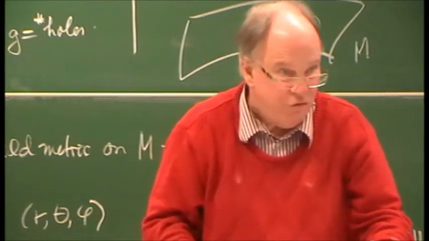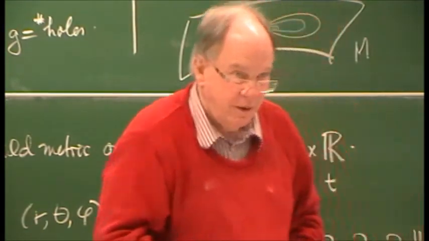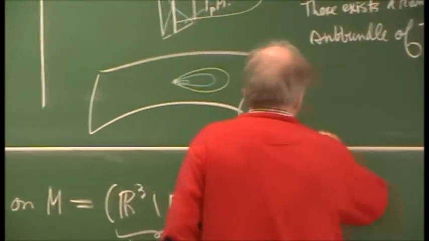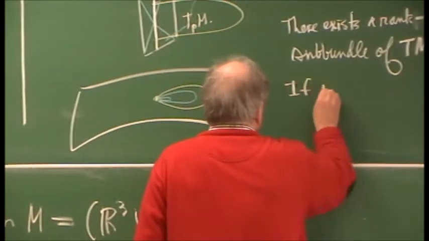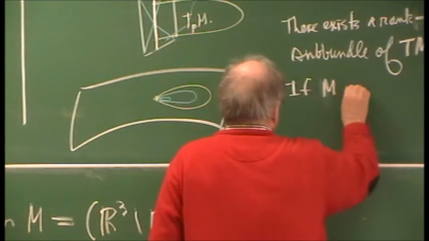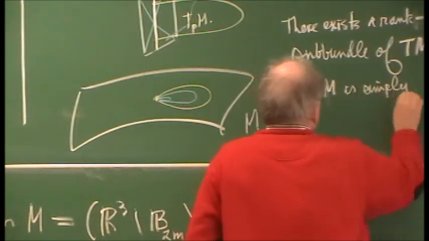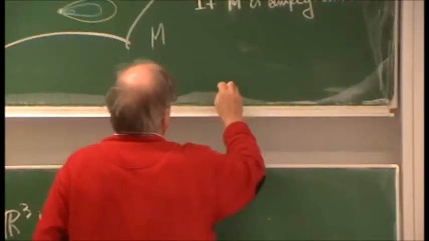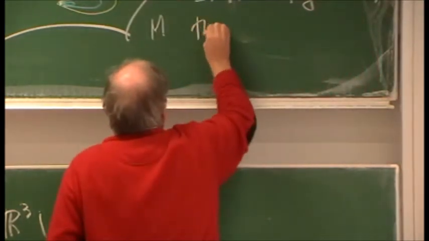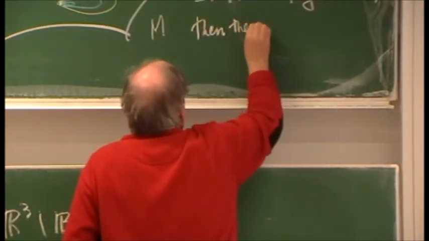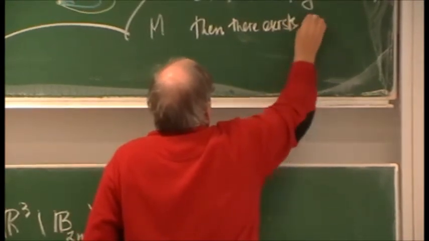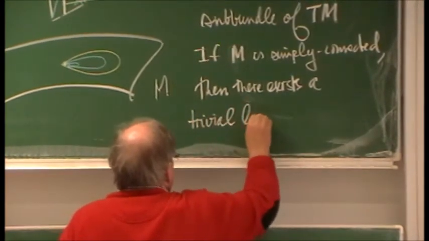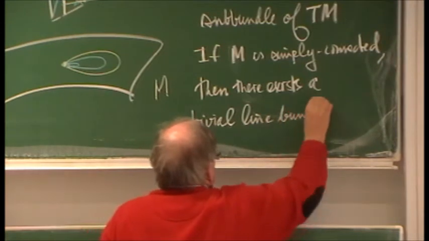If I can homotopy every curve to a point, this line bundle is the trivial subbundle of the manifold. Okay? So if this manifold is simply connected, that means I can homotopy every curve to a point, like that, then there exists a trivial line subbundle, line bundle, in the middle.